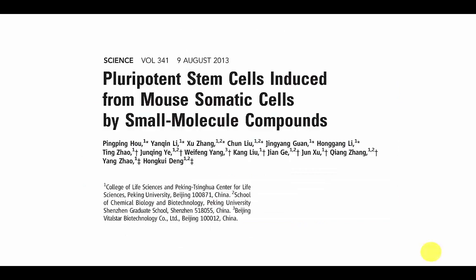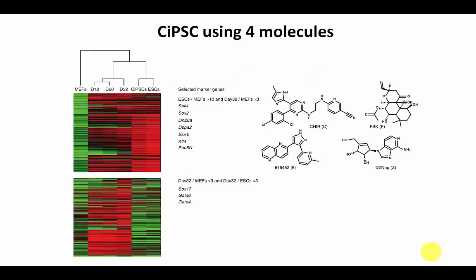Finally, the first report has been made utilizing only small molecules. Now it seems possible to make IPS. And these are the 4 molecules which are claimed to make normal cells into stem cells. As they utilize only chemicals, this IPS is called chemically induced IPS. When they added these 4 molecules into fibroblasts, they changed their fate, day 12, day 20, day 32. This CIPS becomes more and more close to natural embryonic stem cells.